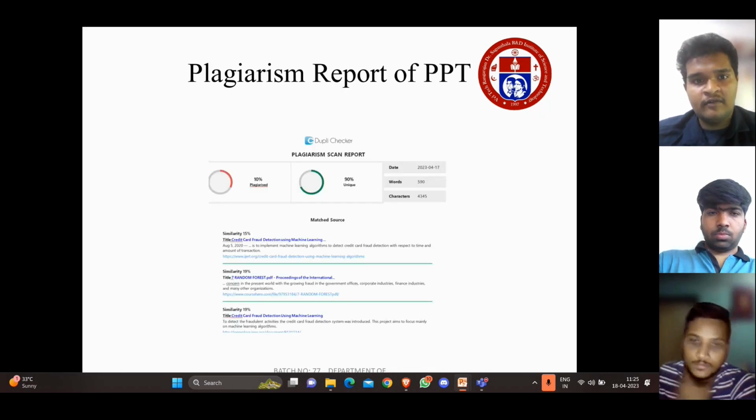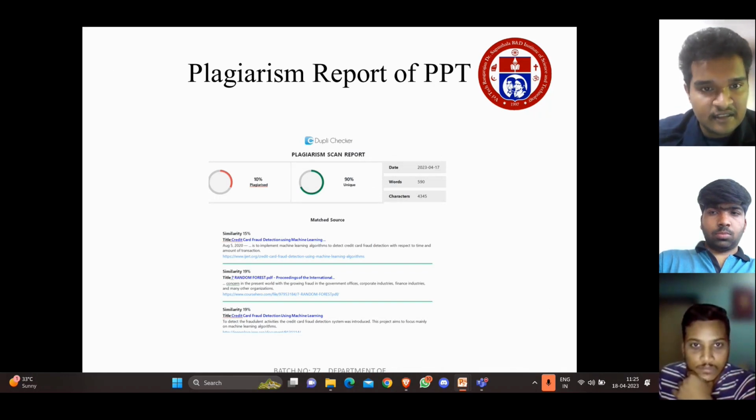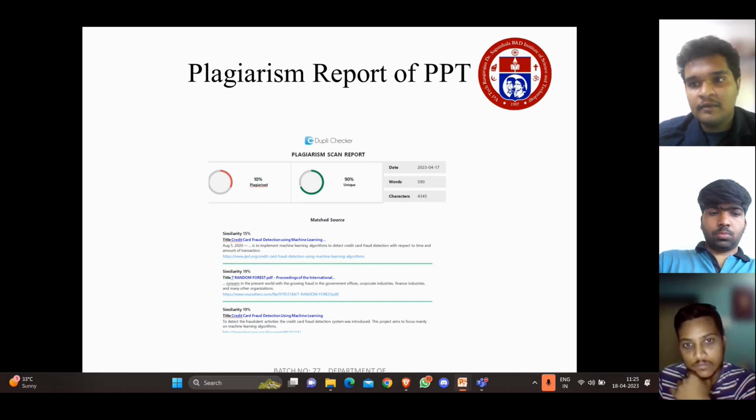My friend Vamsi, this is the plagiarism report which is attached below the PPT. And now my friend Vamsi will be demonstrating the code.